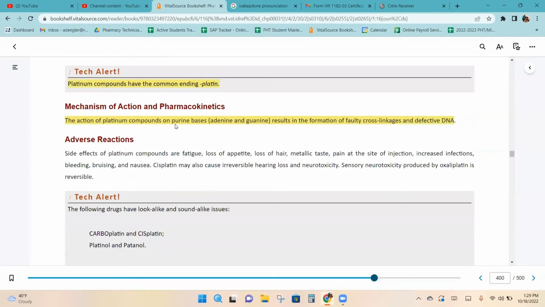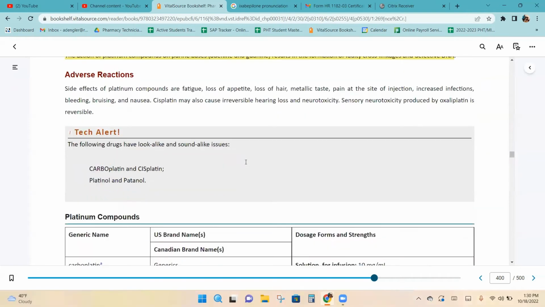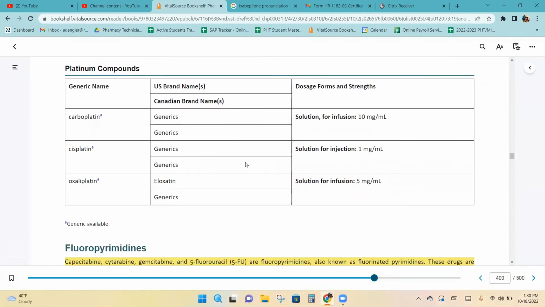The action of platinum compounds on purine bases, adenine and guanine, results in the formation of faulty cross linkages and defective DNA. So for the platinum compounds, they have it just listed all generics except for Eloxatin, which is the oxaliplatin.